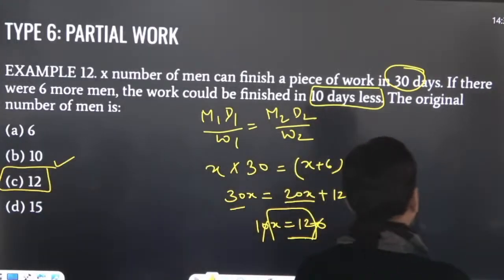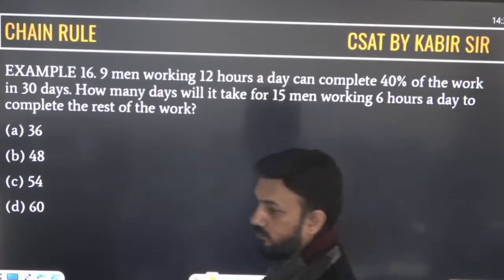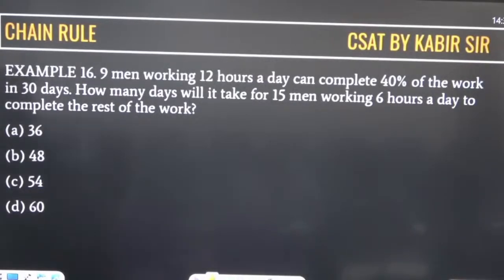Now, 9 men working 12 hours a day can complete 40% of the work in 30 days. How many days will it take for 15 men working 6 hours a day to complete the rest of the work?